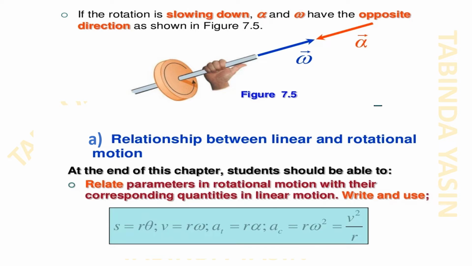Relationship between linear and rotational motion. Now we're going to discuss the relationship between linear and rotational motion, and at the end of this portion of the chapter, students will be able to understand and relate the parameters in rotational motion with their corresponding quantities in linear motion. And we will write and use s is equal to r theta, v is equal to r omega, a_r is equal to r alpha, and a_r is equal to r omega square, which is equal to v square over r. We are going to connect the linear and rotational motions and make a relationship between them.